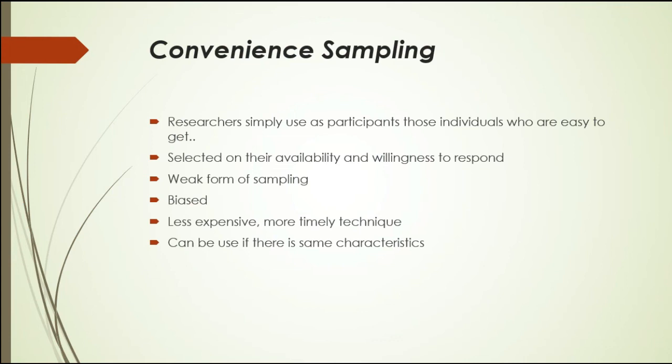Halimbawa, gusto mo makuha ang level of happiness ng taong nagtatrabaho sa isang convenience store. So, kung sino lang yung maabutan mo or kung sino lang yung pumayag na ma-survey, sila lang yung matatanong mo. However, as on the second bullet, selected under availability and willingness to respond. Kasi not all of them are willing sumagot ng survey na gusto mong gawin.